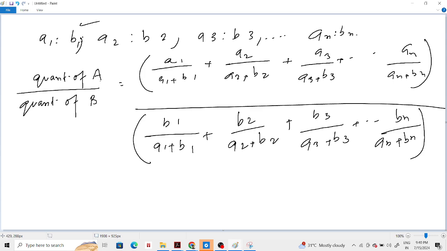See how we will remember. For A, we are writing AAA, and in the denominator we have the same thing. For B, we are writing BBB, and in the denominator we have the same thing. Okay. Now, remember this one.